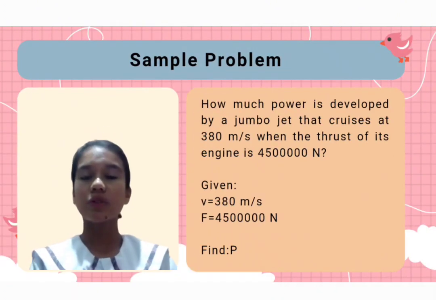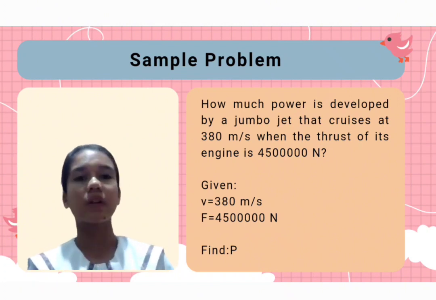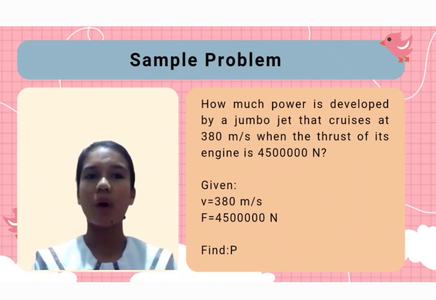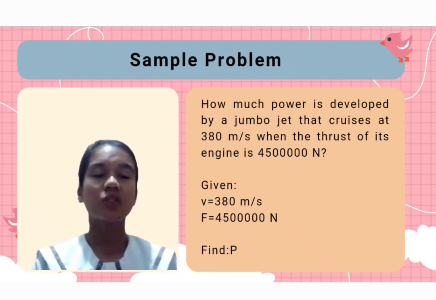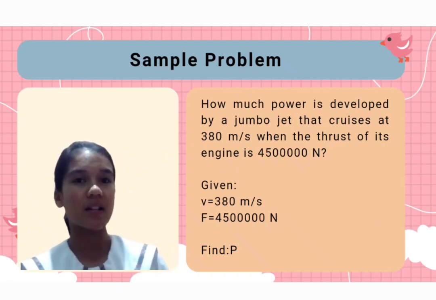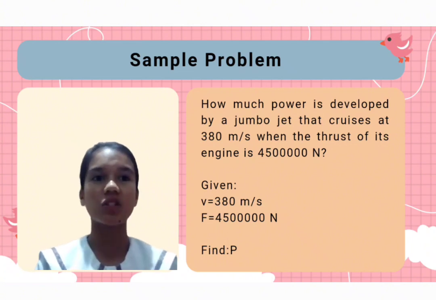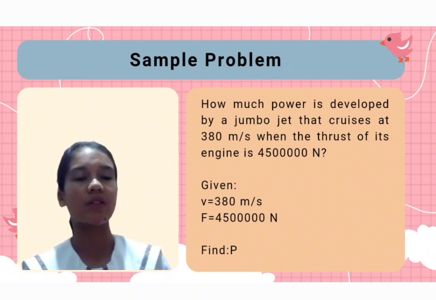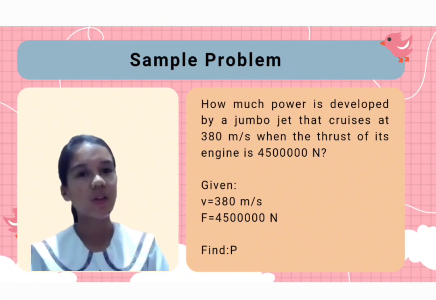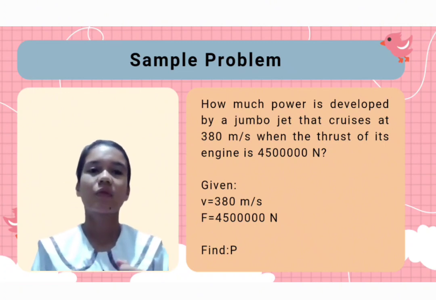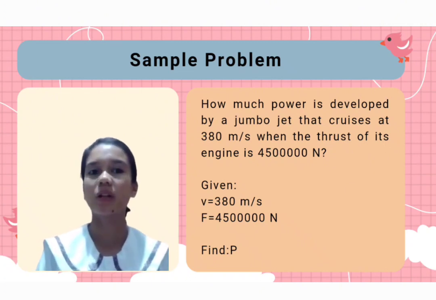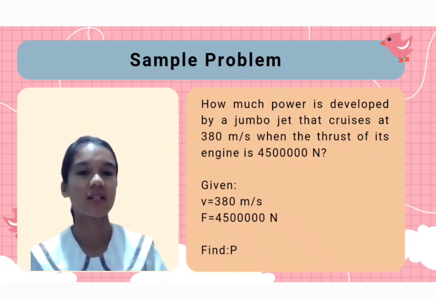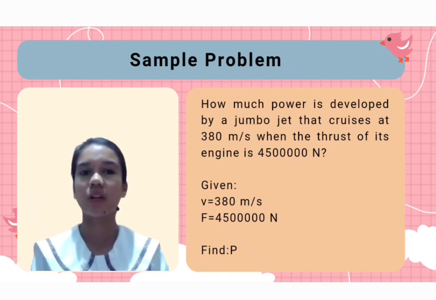Now, I'm going to teach you how to solve for the power and velocity. So how much power is developed by a jumbo jet that cruises at 380 meters per second when the thrust of its engine is 4,500,000 N? The givens of this problem are 380 meters per second velocity and 4,500,000 N is the force. And we need to find the power.